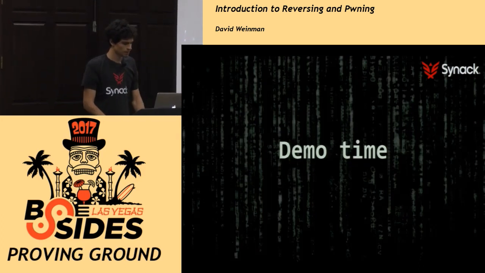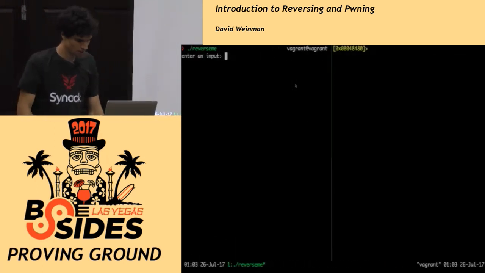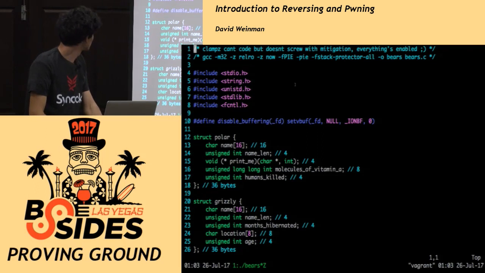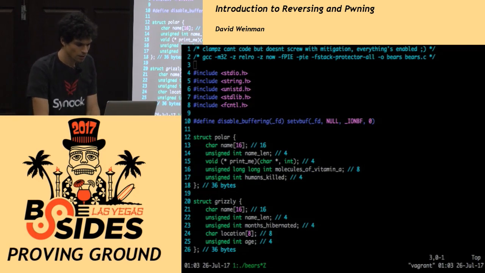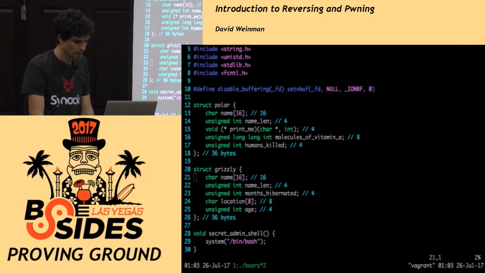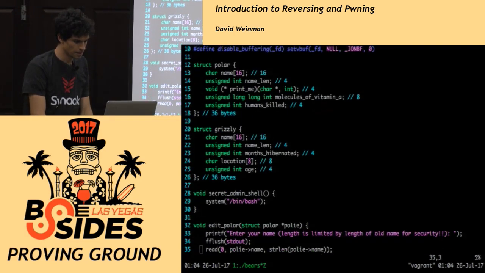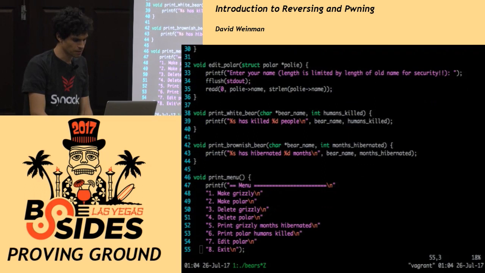So let's start off with a demo. Okay. Got this program. It's got two structs. They just represent various kinds of bears. So we've got a polar bear and a grizzly bear. Notice that the polar bear has this field, it's a function pointer. We've got a secret admin shell, an edit polar bear function, two printing functions for each kind of bear.